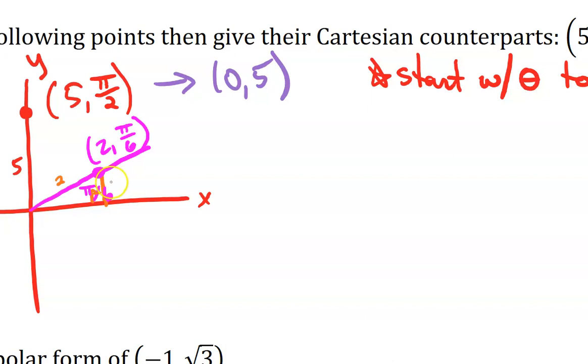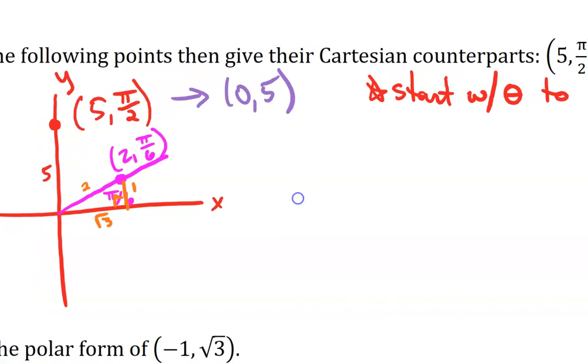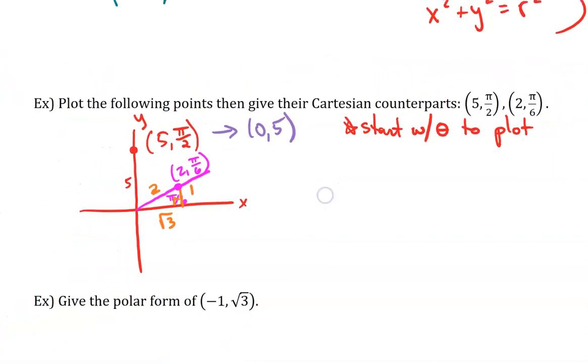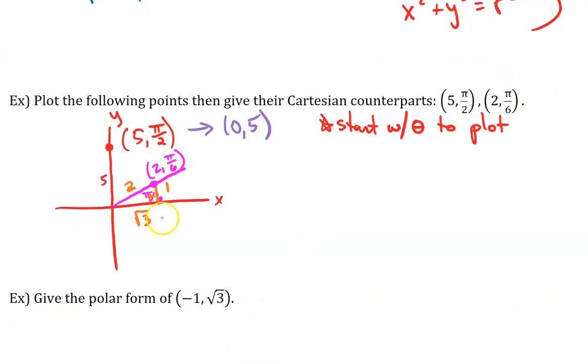And we know that we have ratios of 1 to 2 and root 3 to 2, okay? So, let's just make those bigger. 1 and root 3, okay? Because this is 2, okay. So then this point in Cartesian form is going to be the point root 3 comma 1.